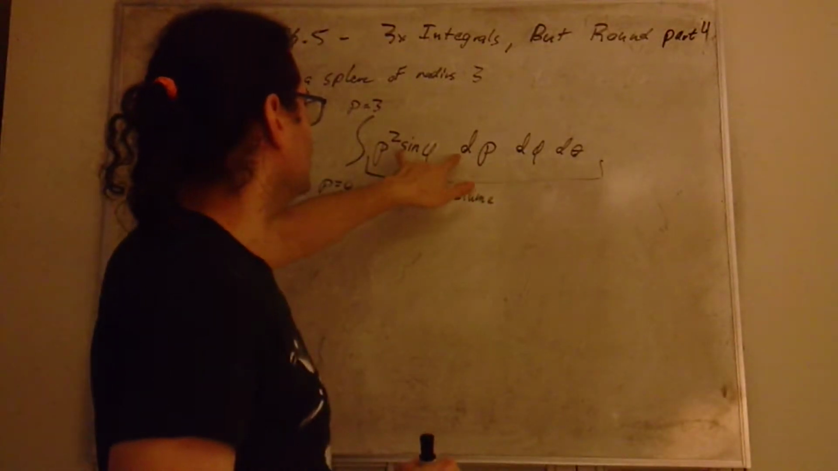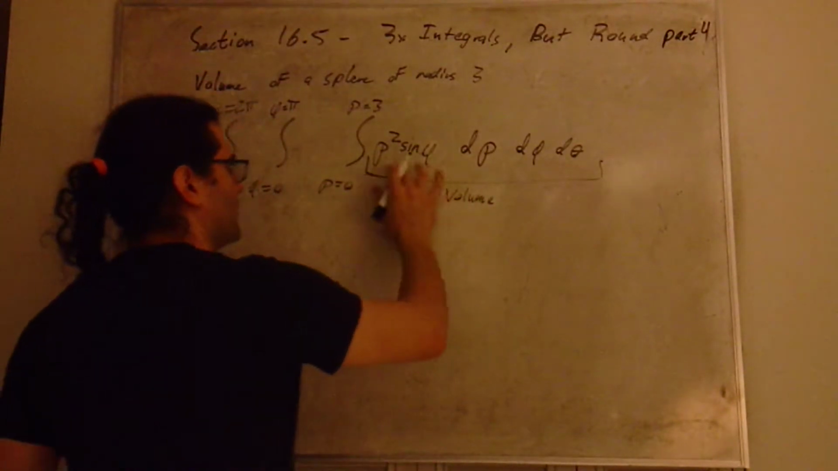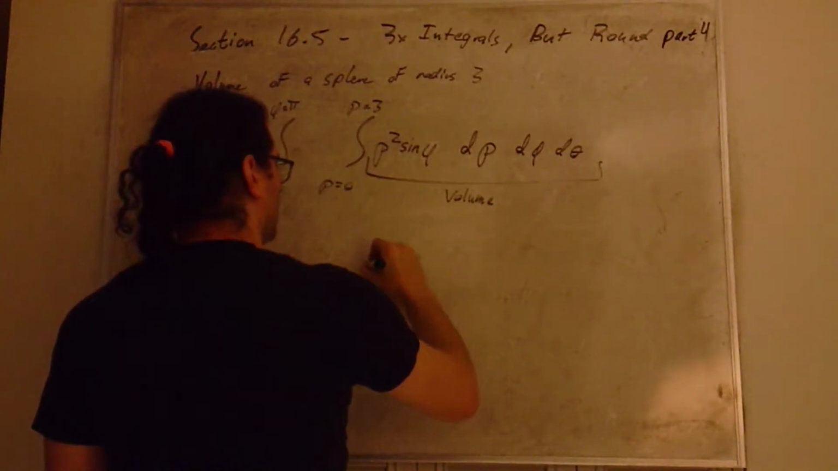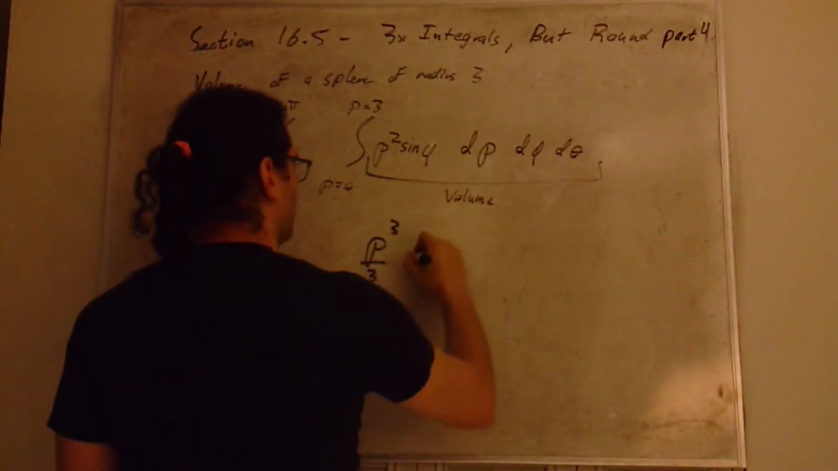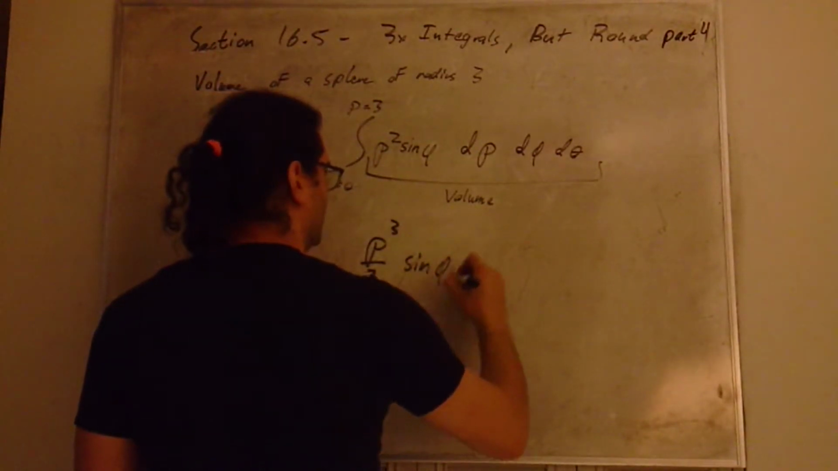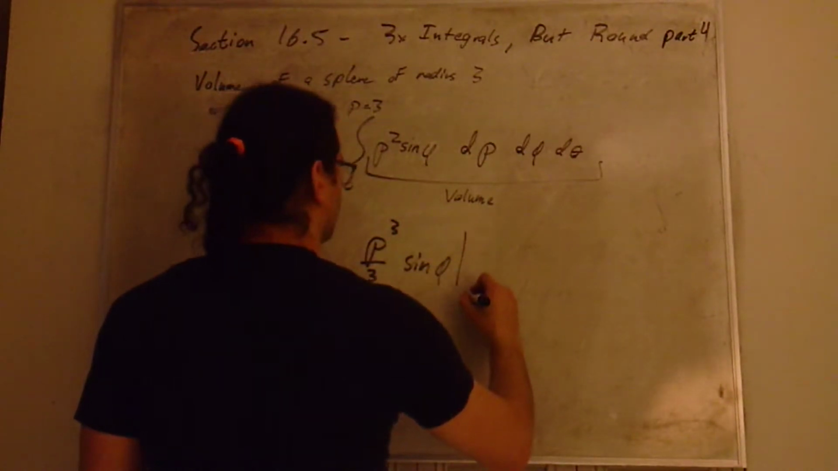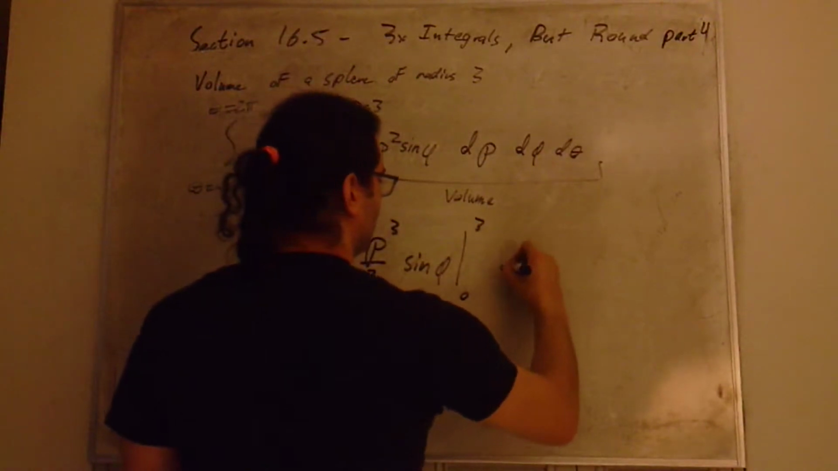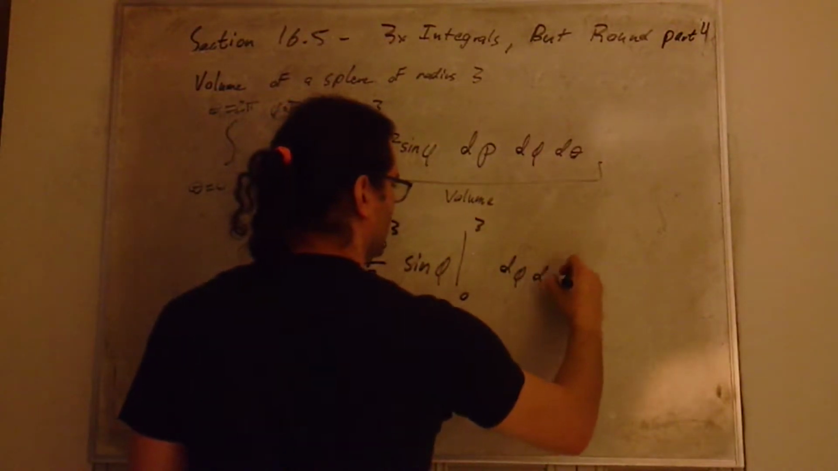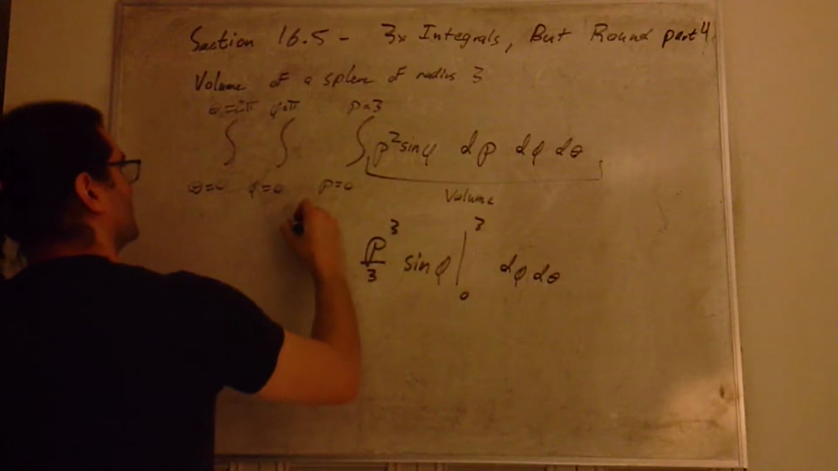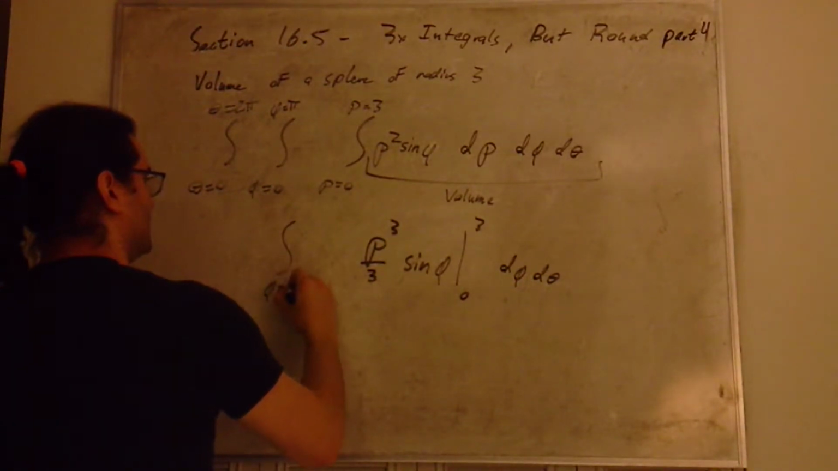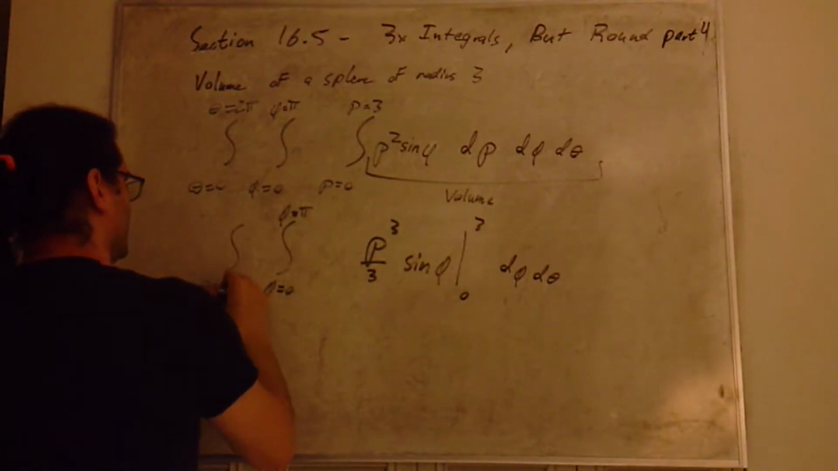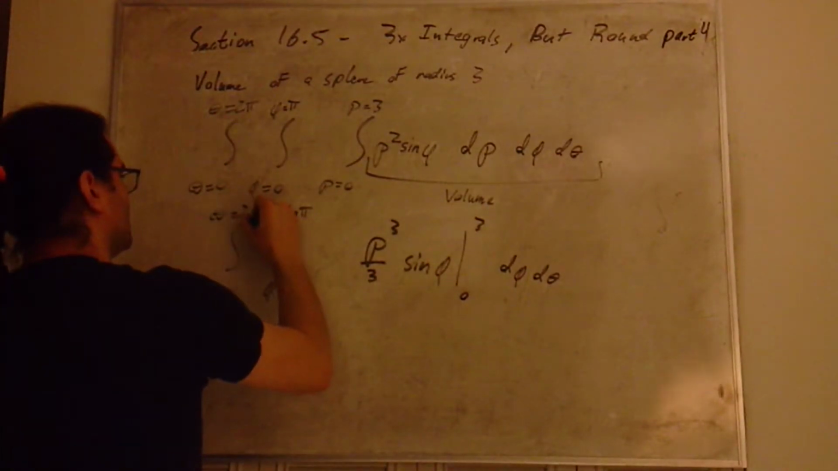Sine of phi is just going to function as a coefficient here. So the integral of rho squared d rho is going to be rho cubed over 3 times sine of phi, evaluating this from 0 to 3. And we still have a d phi and a d theta, with phi from 0 to pi, and theta from 0 to 2 pi.